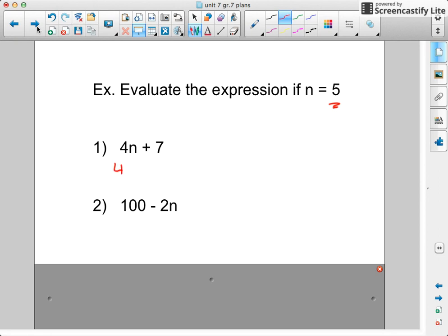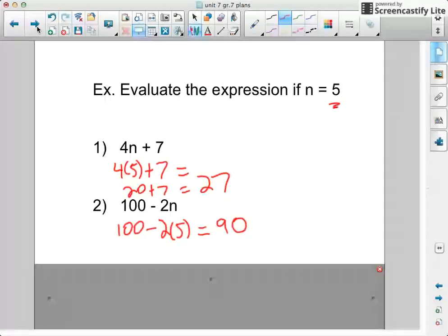Okay, so this would be 4 multiplied by 5 plus 7. So that would be 20 plus 7. So that would equal 27. Okay, so if n were equal to 5, that expression would equal 27. All right, number 2 says 100 subtract 2 times n, 2 times a number. So this would be 100 minus 2 times 5. So 100 minus 10, which is 90.